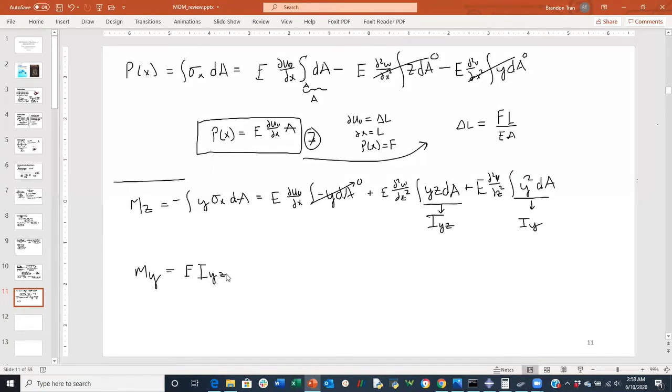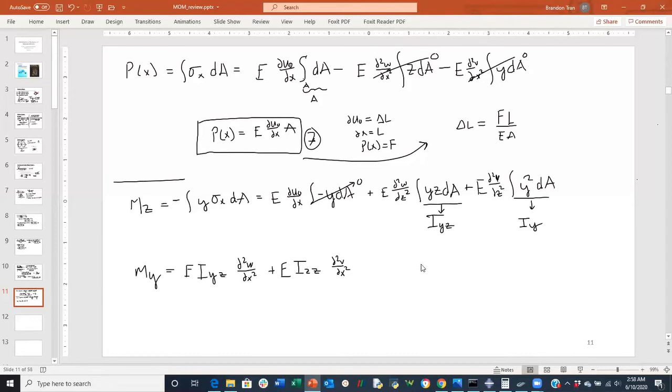Z, the second moment of area, E times d squared w dx squared plus Young's modulus times Z times d squared v dx squared. Okay, so there's that.